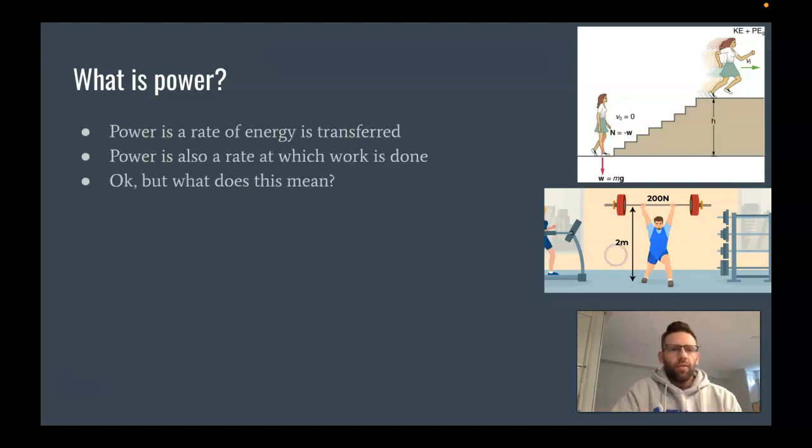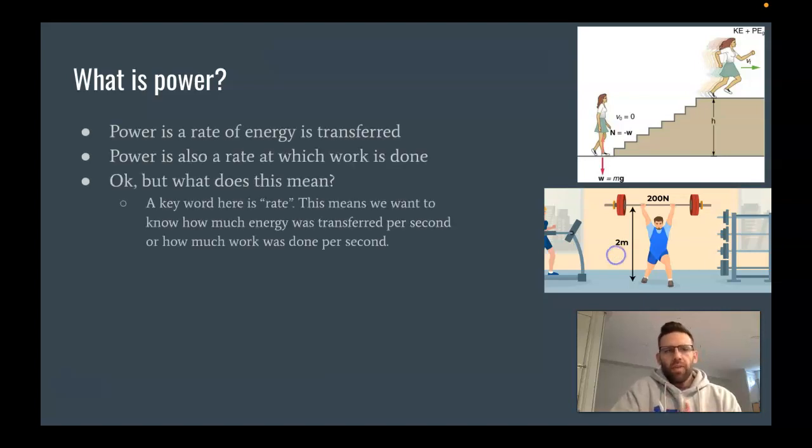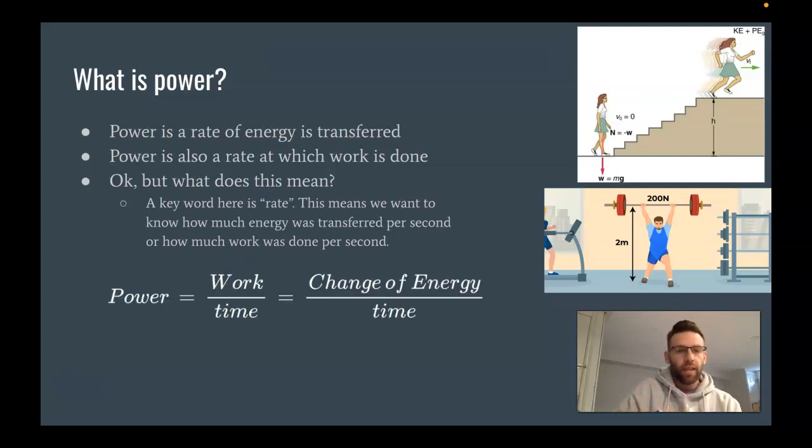All right. So what does this really mean? One thing I want you to notice is that these definitions have the word rate. So this means that we want to know how much energy was transferred per second, or how much work was done per second. That's a key point about power. And so one way to calculate it is we can calculate how much work we did divided by how long it took us. Or how much the energy changed divided by how long it took us.